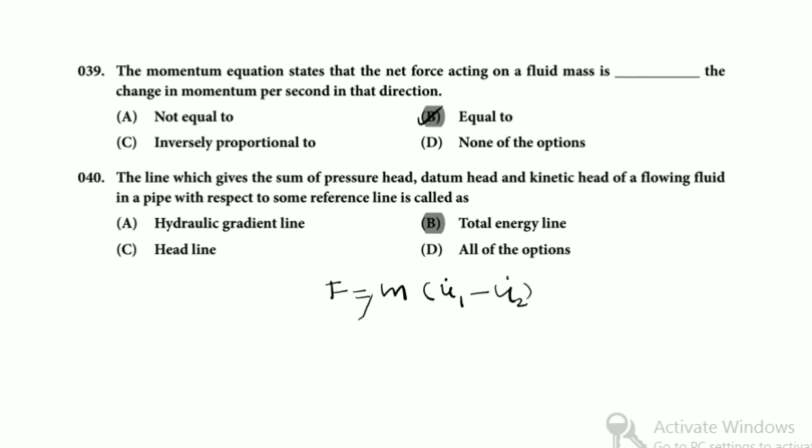Question number 40, the line which gives the sum of pressure head, datum head and kinetic head of a flowing fluid in a pipe with respect to some reference line is called as. So when we add these three heads, right, pressure head, datum head and kinetic head, that will give you the total energy, and that line will be referred to as the total energy line, right? So B should be the answer.